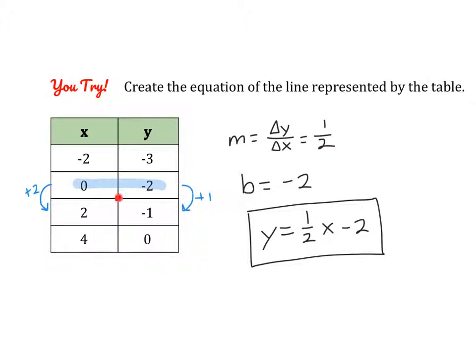I found my y-intercept by looking where x is equal to 0. So here my y-intercept is negative 2. And then I just plug it into my slope-intercept formula. Y equals mx plus b. So this is the equation of the line.